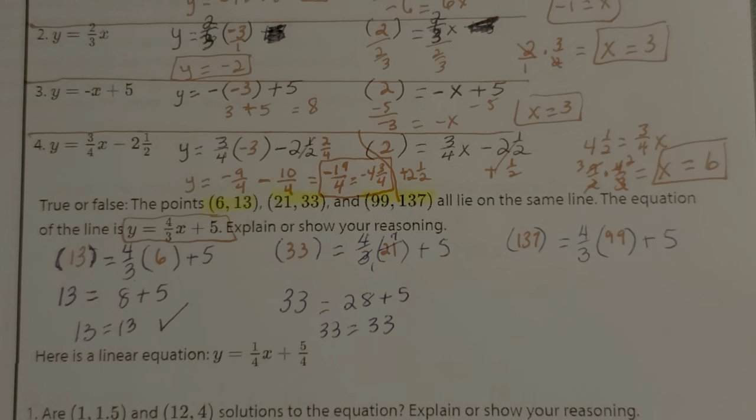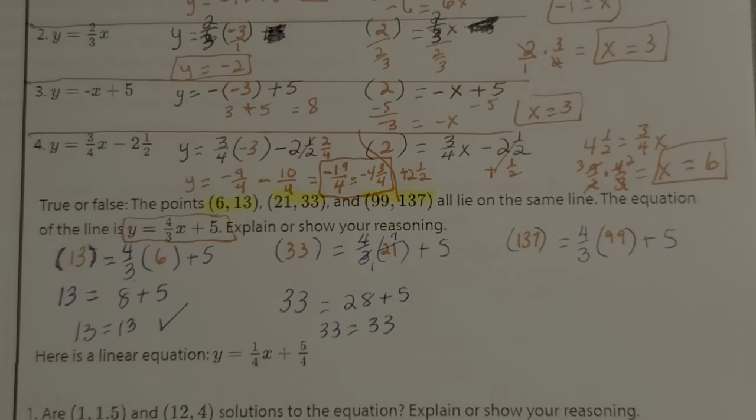If we substitute the points (1, 1.5) and (12, 4) into the equation that it gives us, just like we did on the previous problem, we can find out if those are solutions to my equation. Well, I know 1.5 is 1.5. If I add 1/4 and 5/4, that is equal to 6/4. And if I change that to an improper fraction, that's 1.5. So therefore, yes, that is on that line.